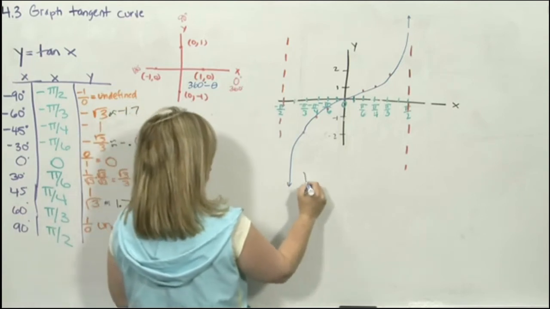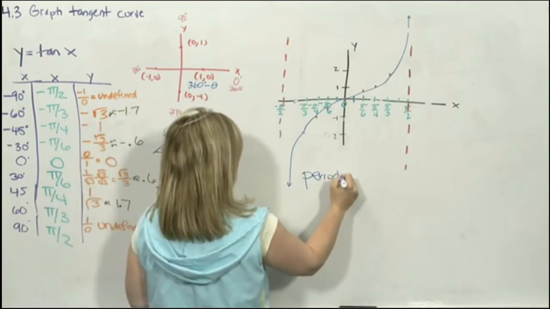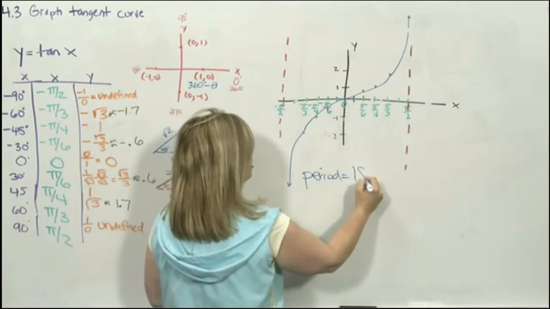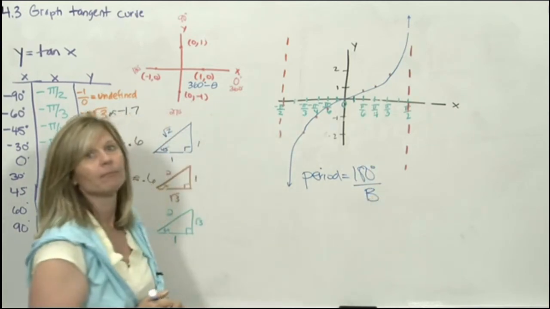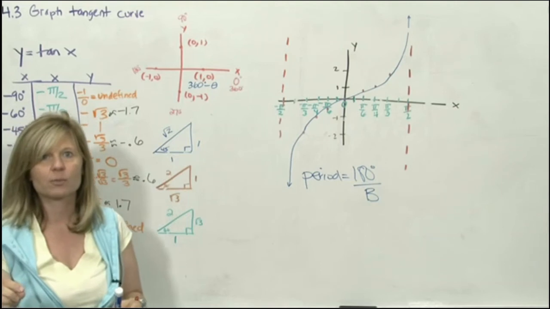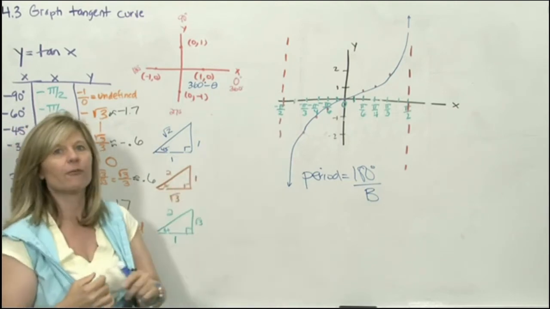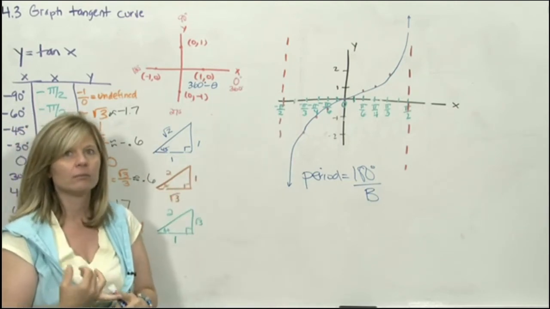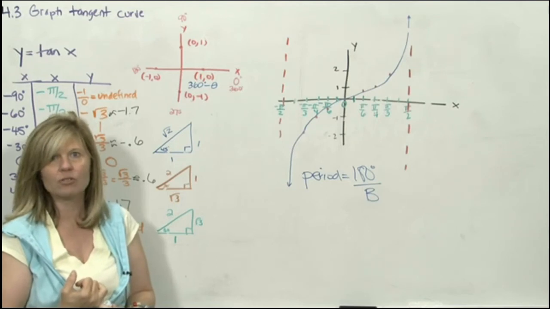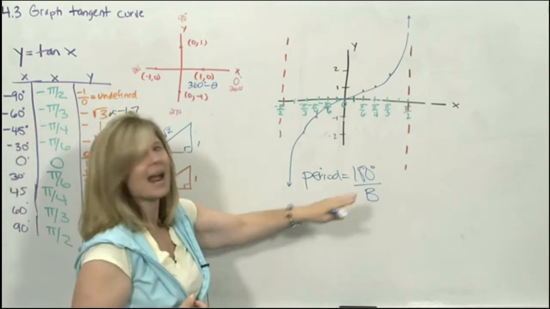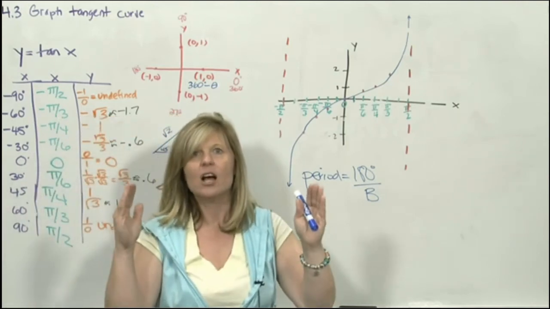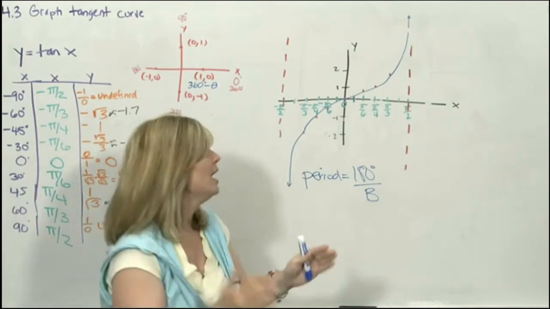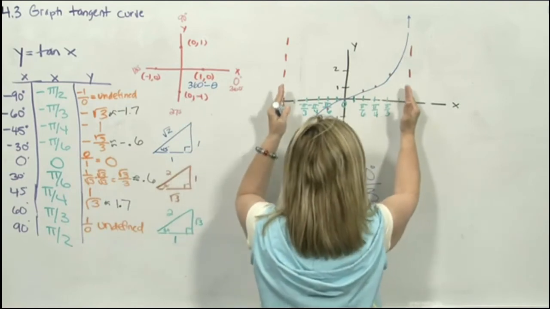So for tangent curves, the period is changed. The formula is 180 degrees divided by the frequency. So that's a big change. So totally different than sine and cosine. We have no amplitude, no height. The period is not out of 360. It's only out of 180. It only takes 180 degrees to draw a tangent curve. And yes, you must draw the asymptotes.